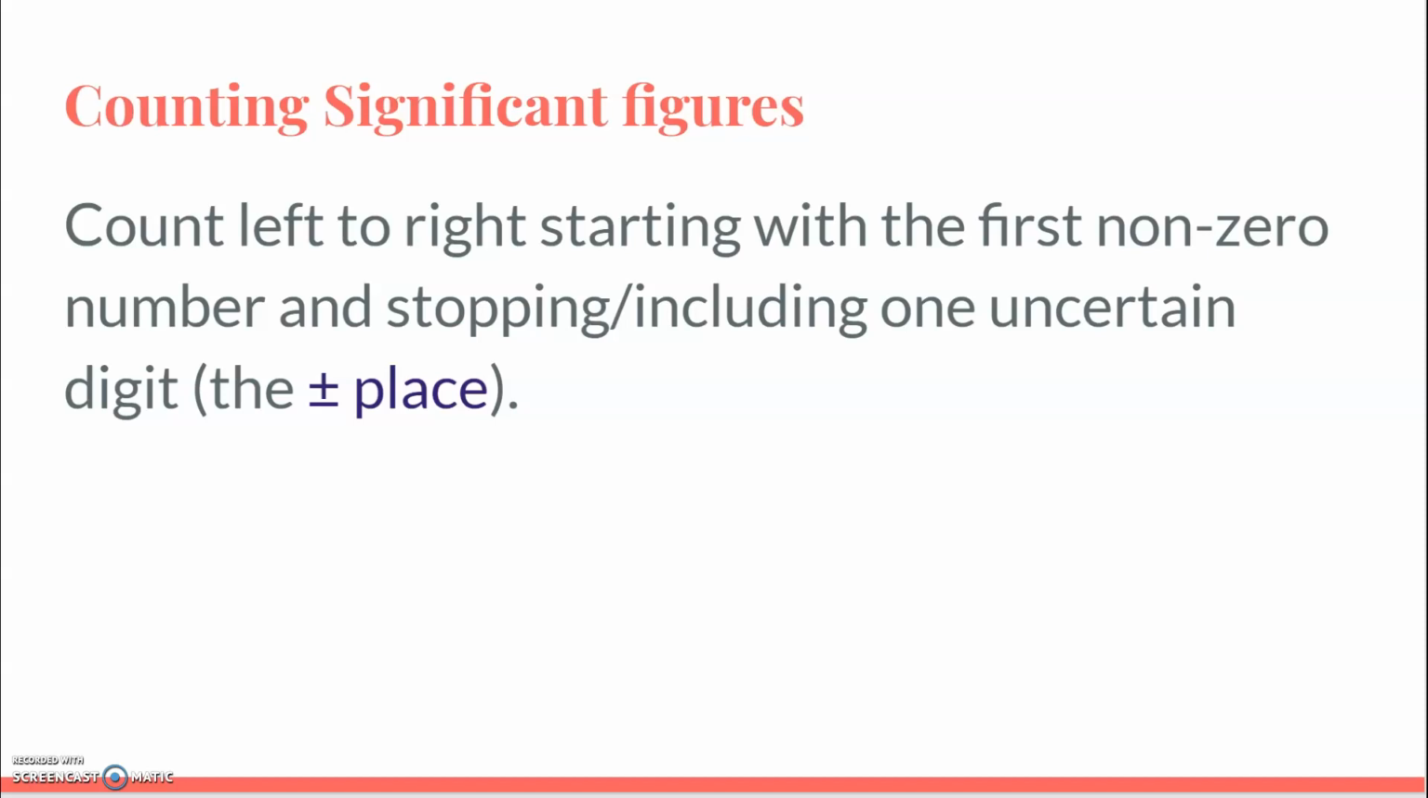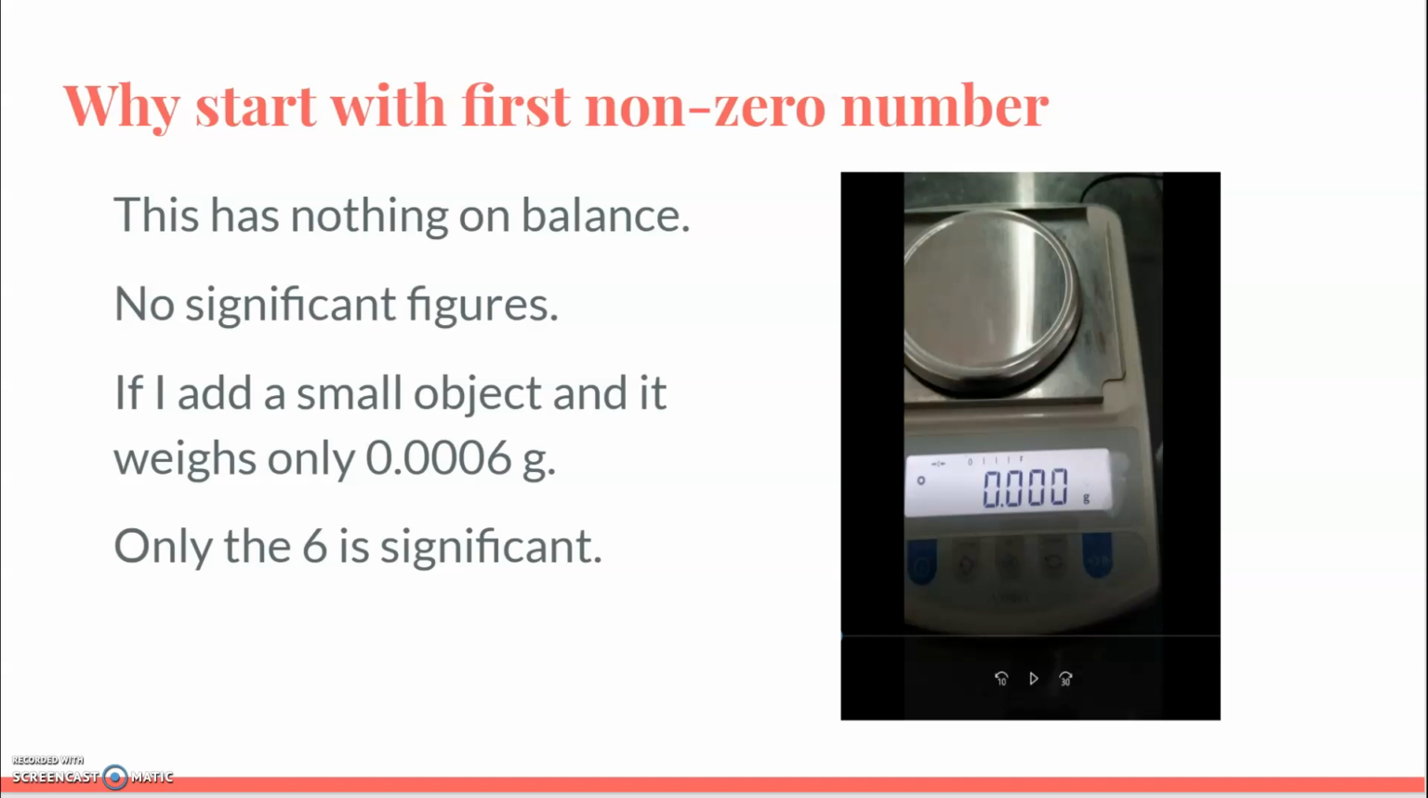When we count them, we start counting left to right with the first non-zero number, and we stop counting at the place of uncertainty, the plus or minus place, but we include that number. So why do we start with the first non-zero number?